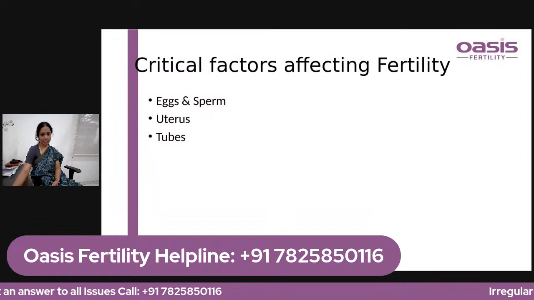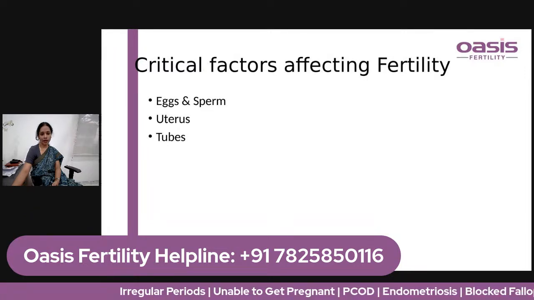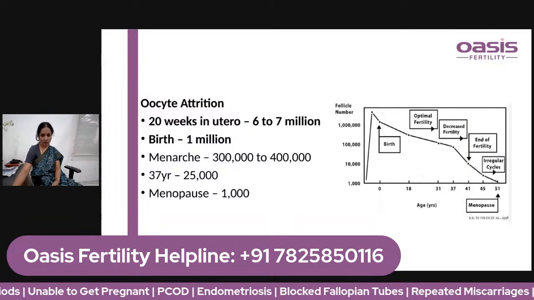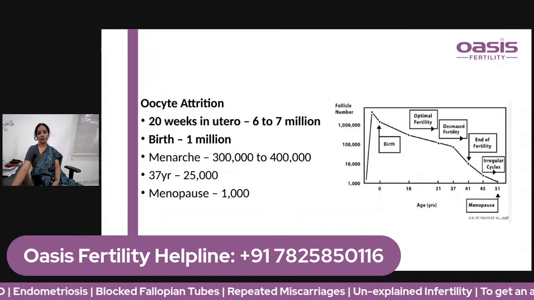The critical factors that can affect fertility are any factors that affect the eggs and the sperm, or any diseases of the uterus and tubes. These are the major areas where, if there are any problems, it can affect your fertility significantly. So let's understand about the eggs first, the oocytes, or the eggs in a female's body.